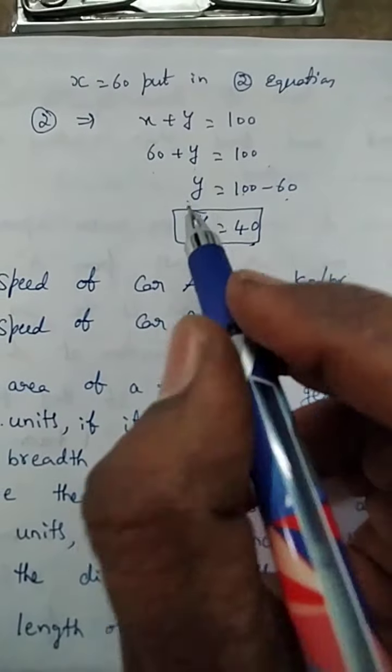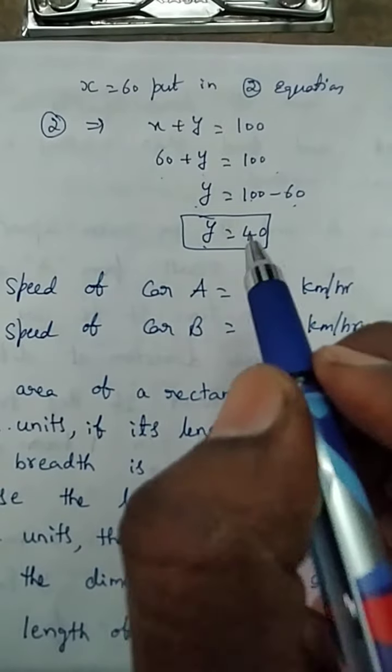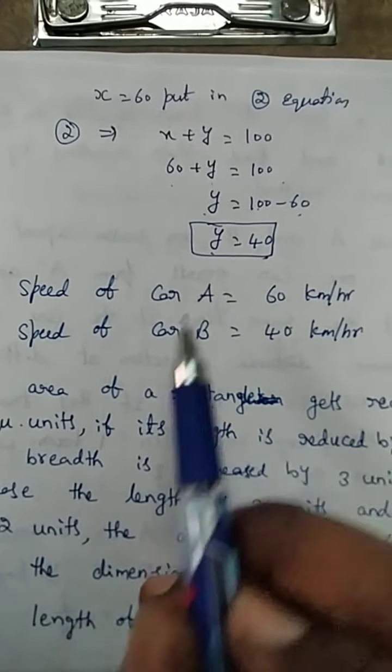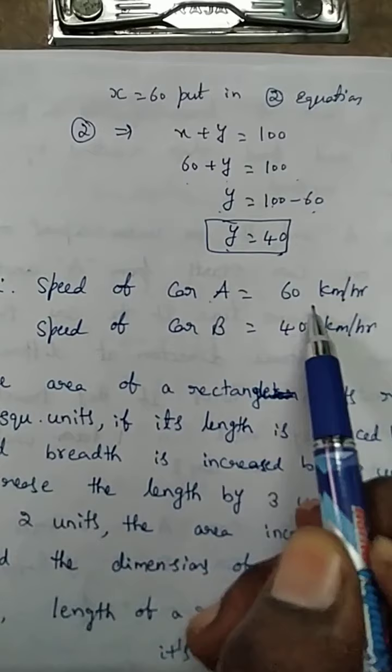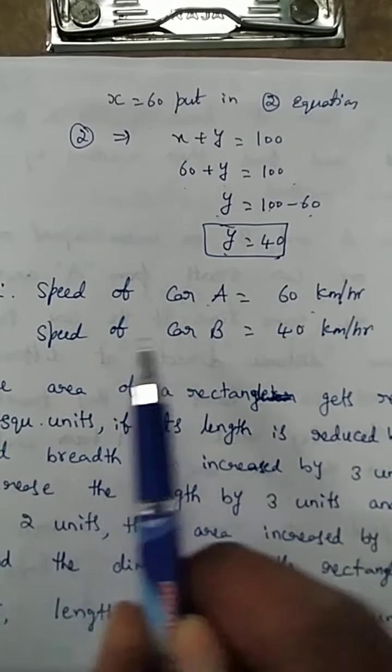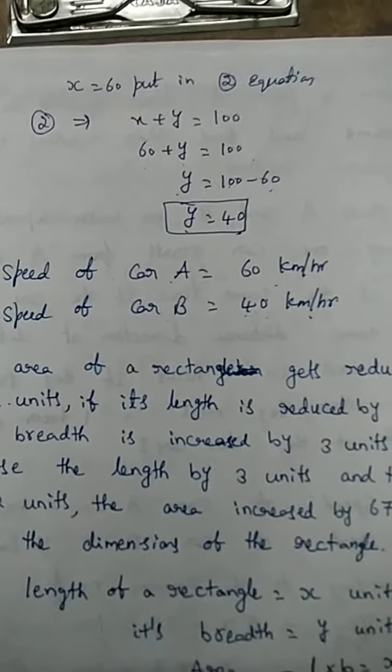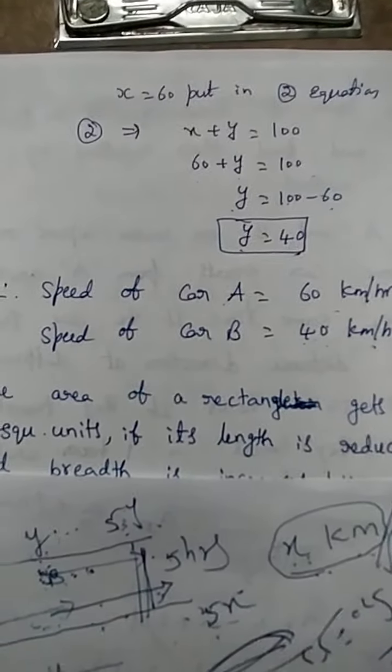So what are x and y in the problem? We assumed that x is the speed of car A and y is the speed of car B. Speed of car A is equal to 60 km per hour. Speed of car B is equal to 40 km per hour. Clear? So we'll check whether those are right or wrong.